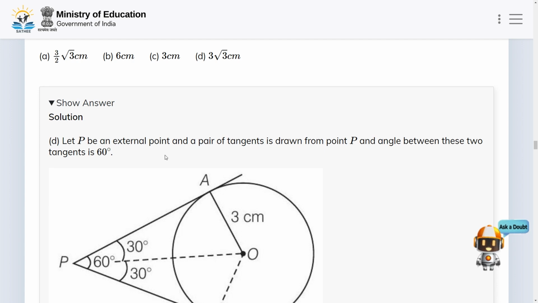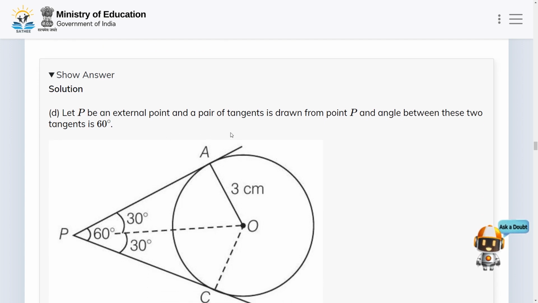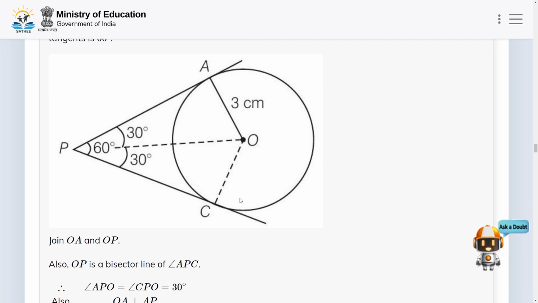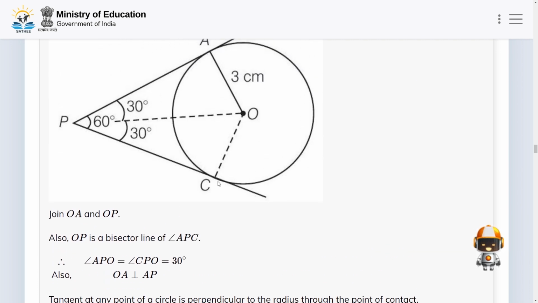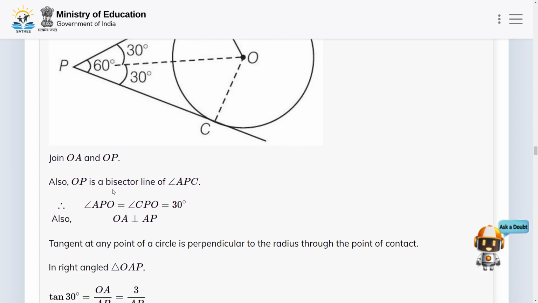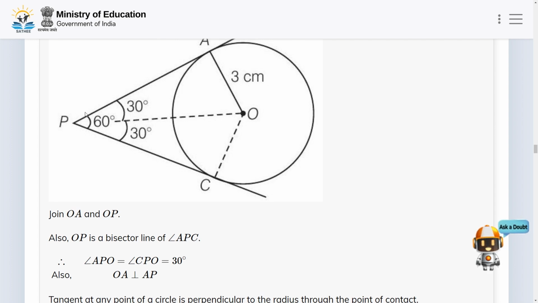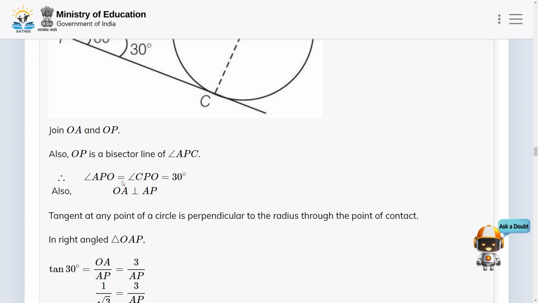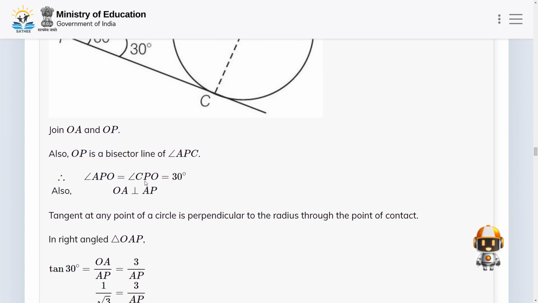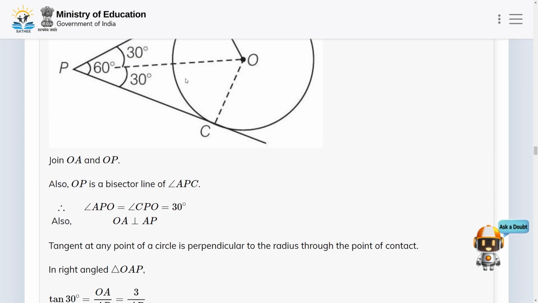Let P be an external point, and a pair of tangents is drawn from the point P, and the angle between these two tangents is 60 degrees. So PA and PC are tangents of this circle. Join OA and OC, and also OP. OP is the bisector of angle APC. Therefore angle APO and angle CPO are equal to 30 degrees, and also OA is perpendicular to PA.